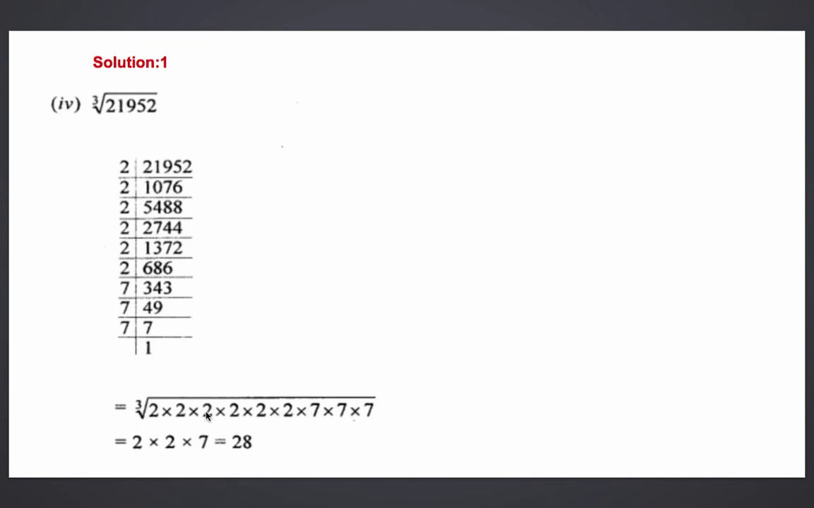So from here what will come, student? This is the triplet. 1 2 will come. Again one more triplet is formed, so one more 2 will come, and this is the triplet for 7. So 7 will come. 2 2s are 4, 4 7s are 28. So the given number 21,952, its cube root is 28. Or what I can understand with this is cube of 28. 28 when multiplied with itself 3 times, it will give 21,952.